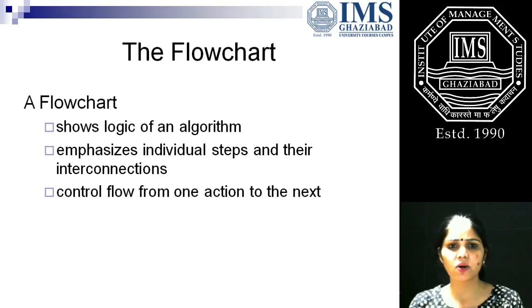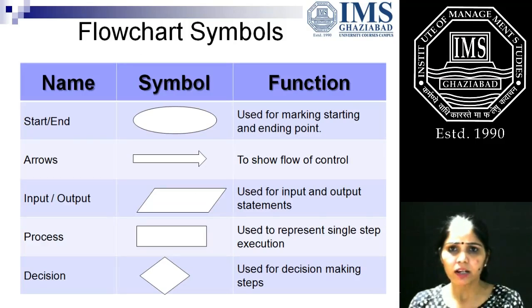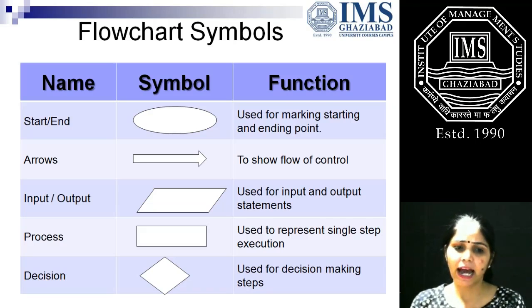It emphasizes the individual steps and their interconnections, and it controls the flow of action from one step to the other. Now these are the symbols that we generally use in a flowchart. We have a start and end symbol indicated by an oval. We have an arrow to show flow of control. We have a parallelogram for input output statements. We have a rectangle for a single step execution, and we have a rhombus or diamond, we can say.